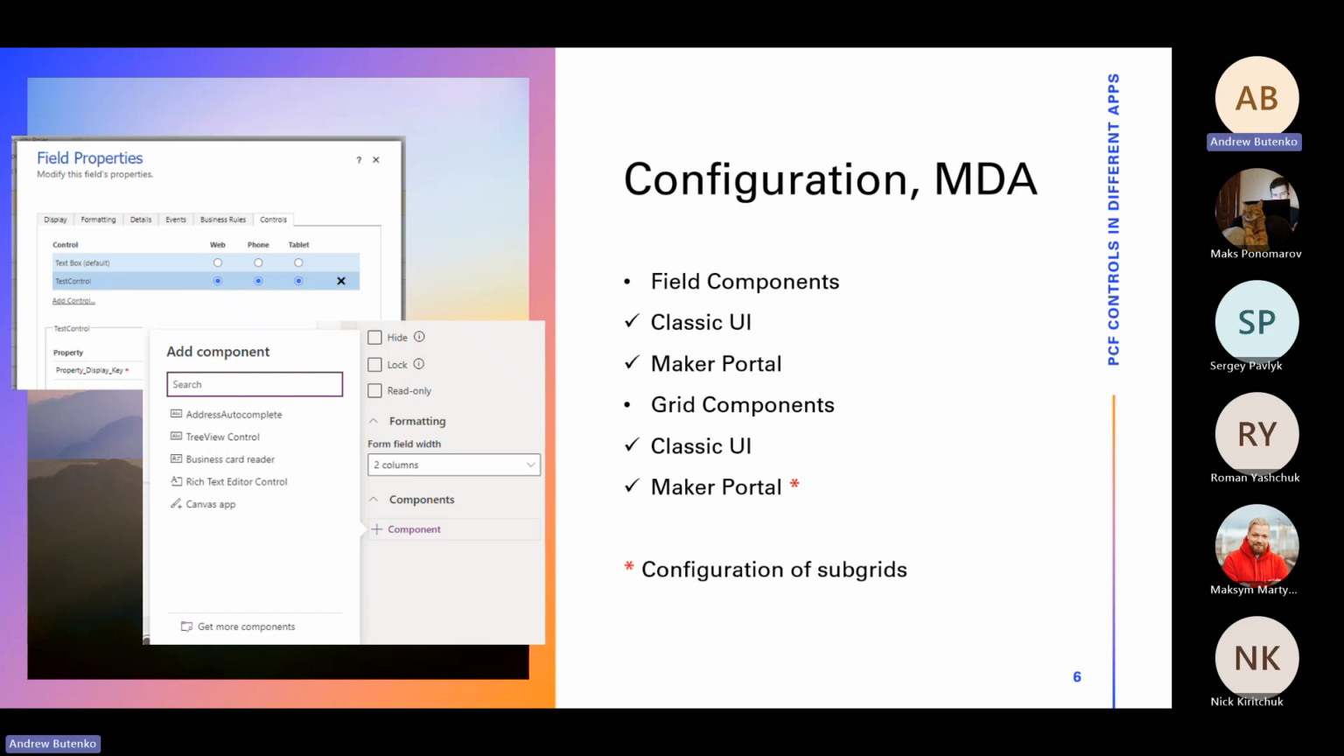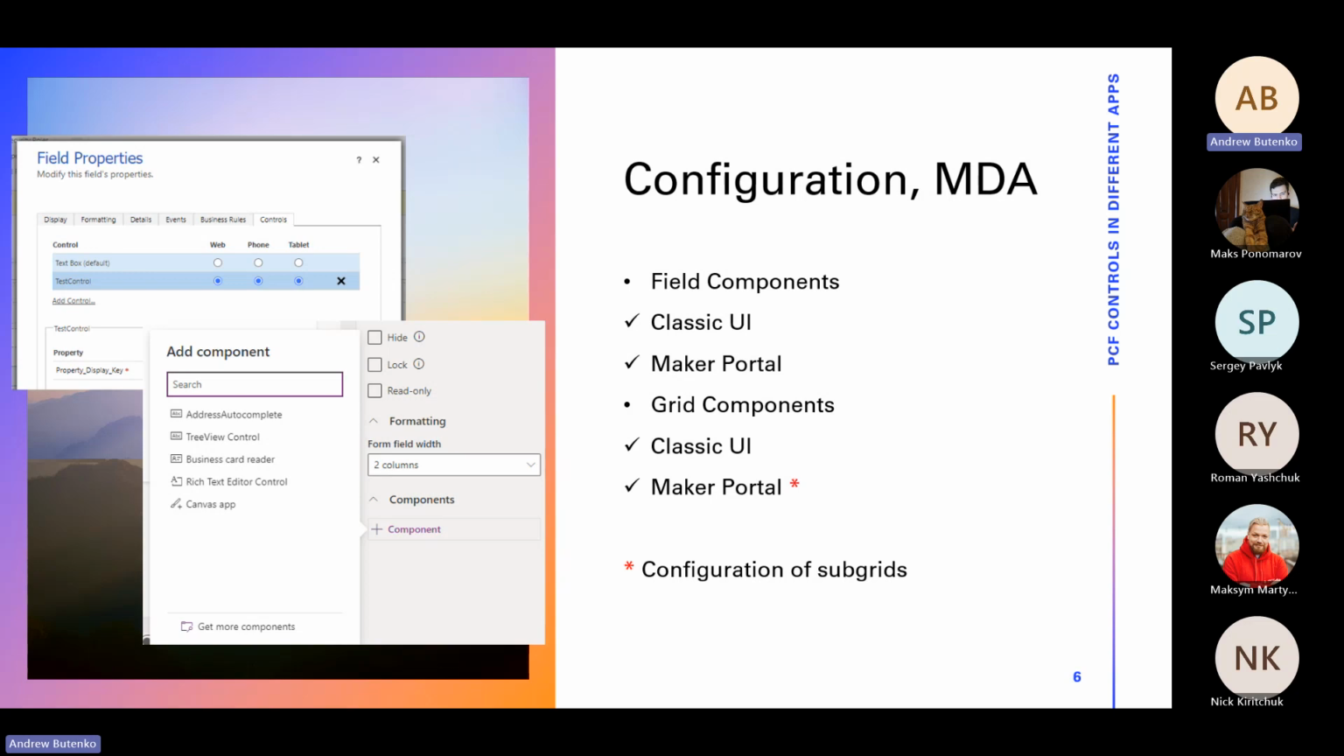It's possible only for configuration of subgrids. So let's say if you want to make the configuration of the dataset component that is placed to the main form view, at the moment, as far as I know, there is no tooling under the Maker portal that would make it possible. At least maybe there is a way. I just was not able to find the way.